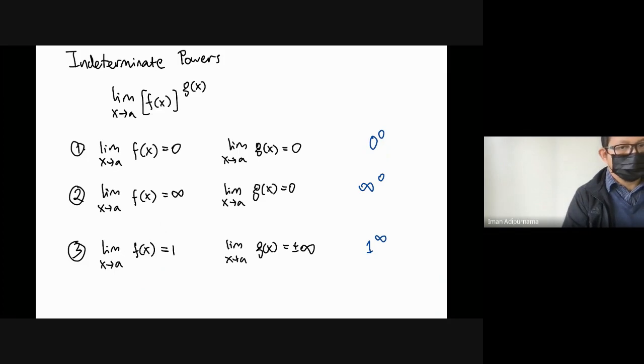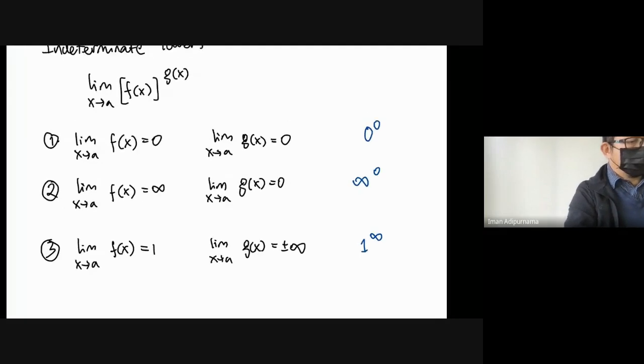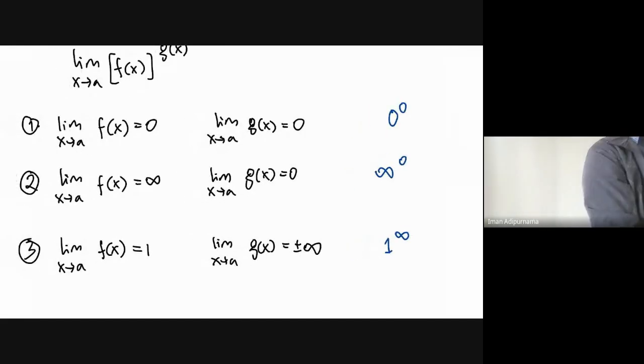Okay, how to solve this? First let's see the conditions first. So we have 0 and 0, so we will have 0 with power of 0. The second one, we have infinity and 0, so we have infinity with power of 0. The third one, we have 1, and then with power of infinity. This is what we call the indeterminate powers.